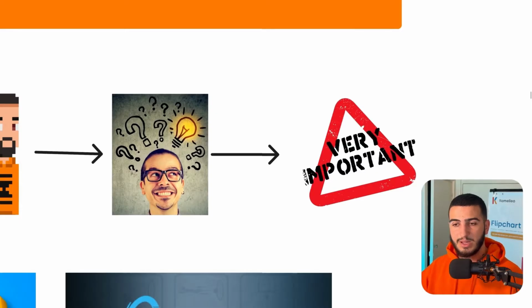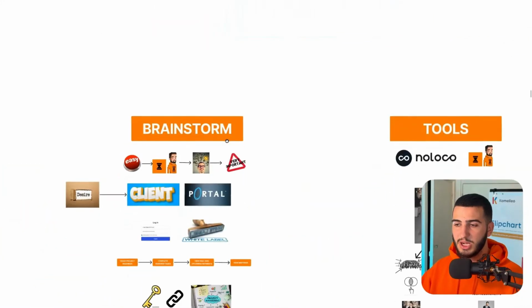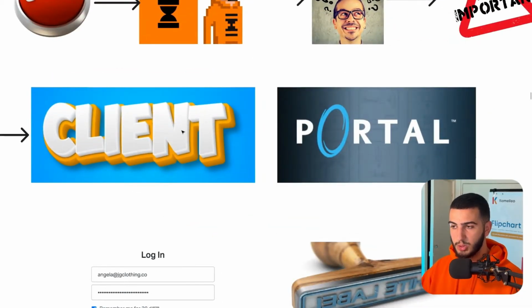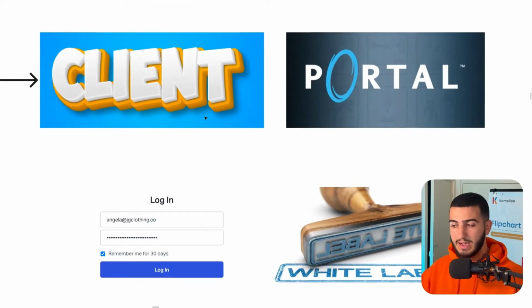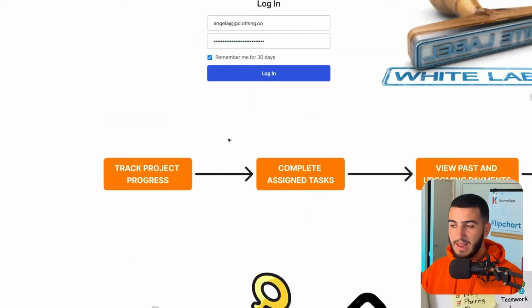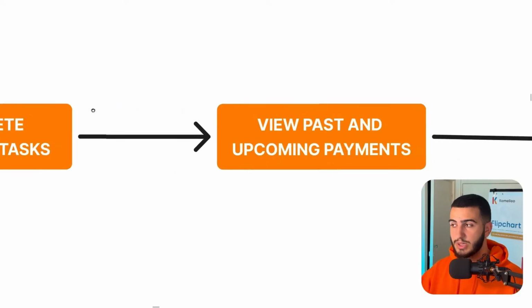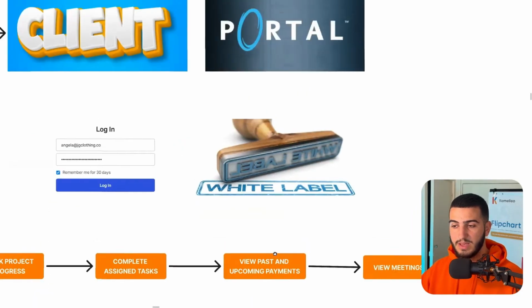But even if you're doing this yourself, this stage is very important to really understand what you're building, whether it's a client portal or any sort of internal application, which is basically something that you create for your own agency, like a custom CRM or custom project management tool. It's very important you brainstorm what you're building out. In this example, the desire is a client portal. More specifically, we want something where our clients can log in, fully white labeled with your colors, your logo, your domain, and allow your clients to track the project progress, track any completed or assigned tasks, view past and upcoming payments, and view different meetings so they can join.